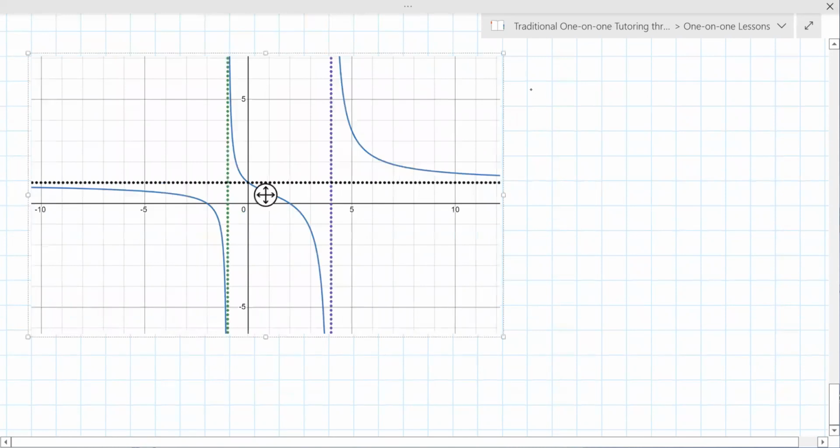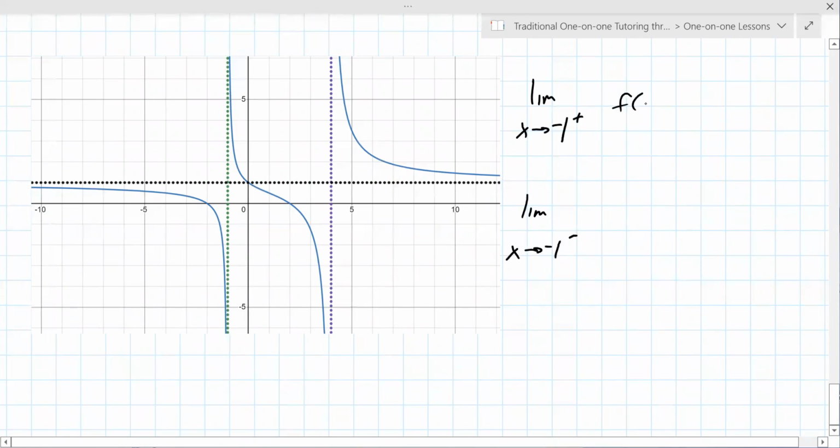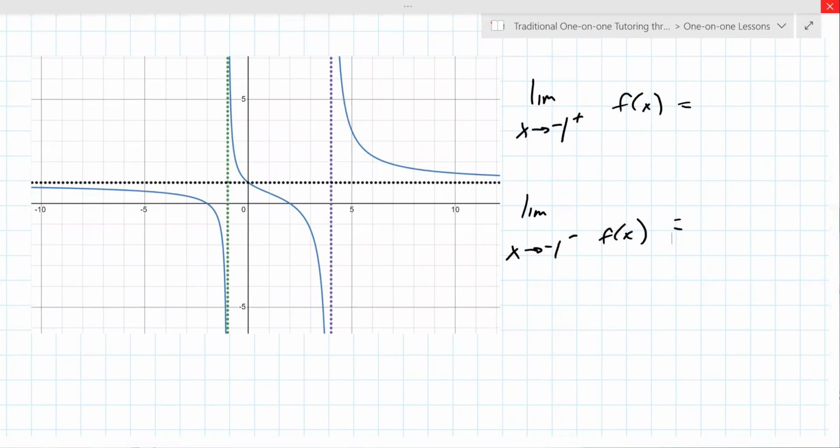There's a little more. So it's the limit as x approaches -1 from the right. Limit as x approaches -1 from the left. So go ahead and take a look at that and let me know what you come up with. So from the right, it would be positive infinity, and from the left, it would be negative infinity. Yes. Okay.